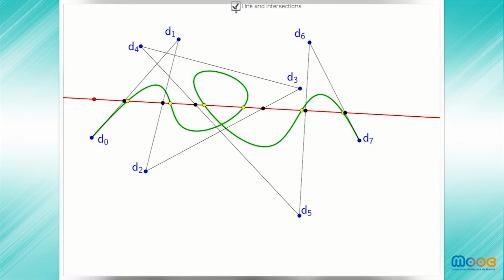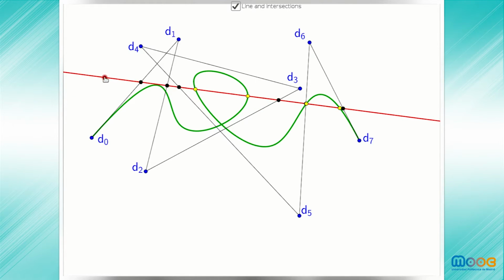We have here a red line. The black points are the points of intersection of the control polygon with the red line, and the yellow points are the points of intersection of the red line with the curve. We can see for this line that there are as many black points as yellow points. But if we move the line a little bit, we can see that for this line there are more black points than yellow points. That means the curve twists less than its control polygon.